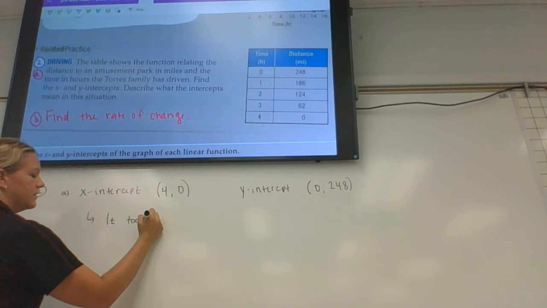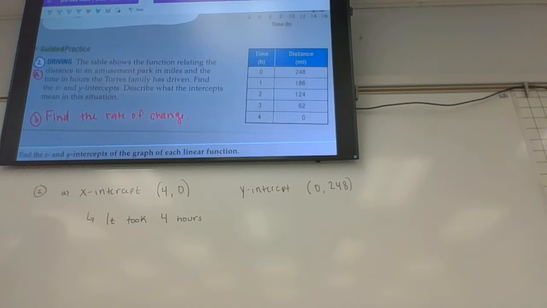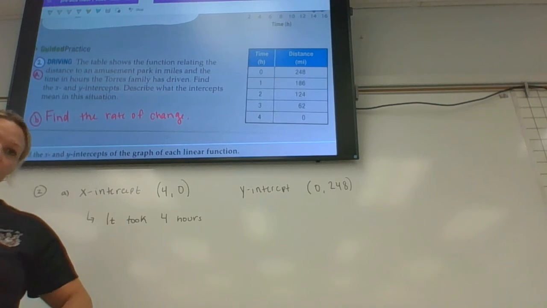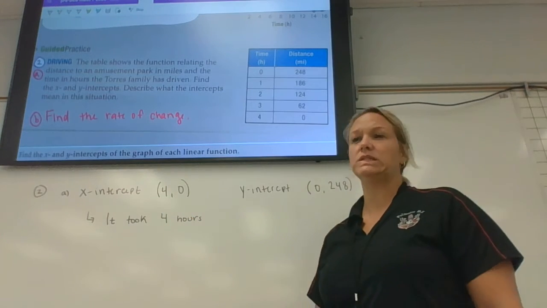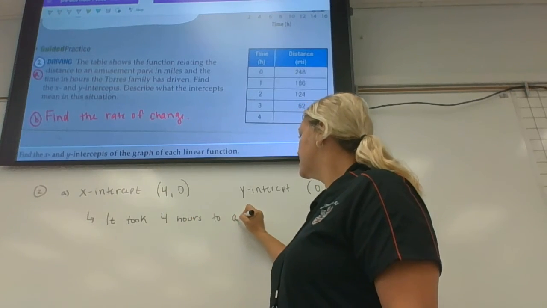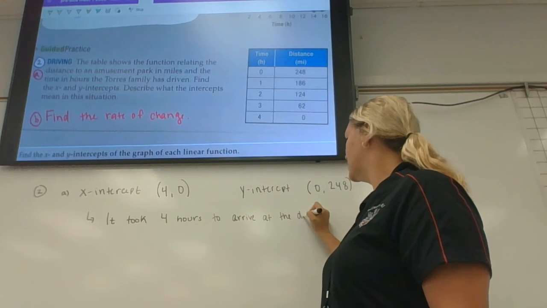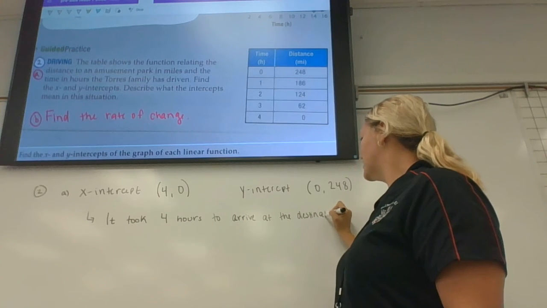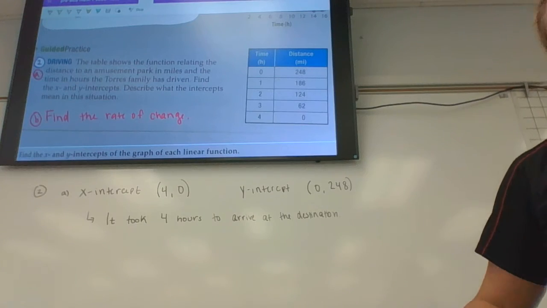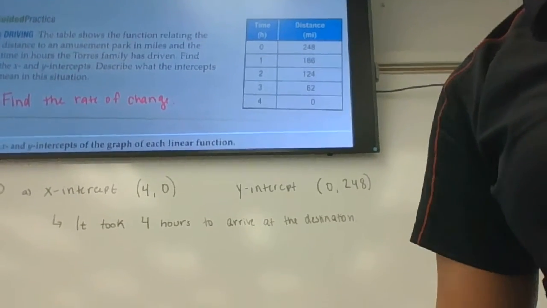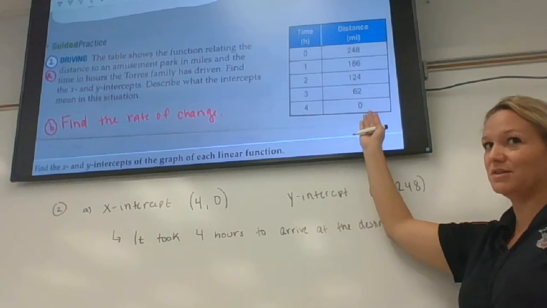It took 4 hours. You know what? A lot of people are going to say it took 4 hours to drive 0 miles, because 4 is paired with 0. To arrive to the destination. Libby, stop. It's tricky. It's trickier than it looks. If you were on your own, it's just you and the paper, you don't know what you would write. Would you write 4 hours to drive 0 miles? That's 4 hours and that's 0 miles.